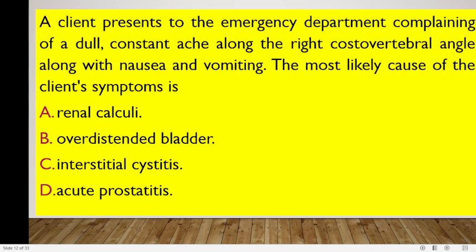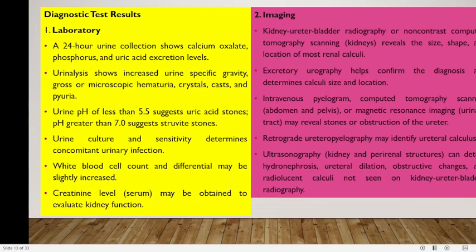The question says a client presents to the emergency department complaining of a dull, constant ache along the right costovertebral angle, along with nausea and vomiting. The most likely cause of these client symptoms is: renal calculi, overdistended abdomen, interstitial cystitis, acute prostatitis. Great, guys, we agree that we are dealing with renal calculus, and that is the major cause of the symptoms that have been described above.